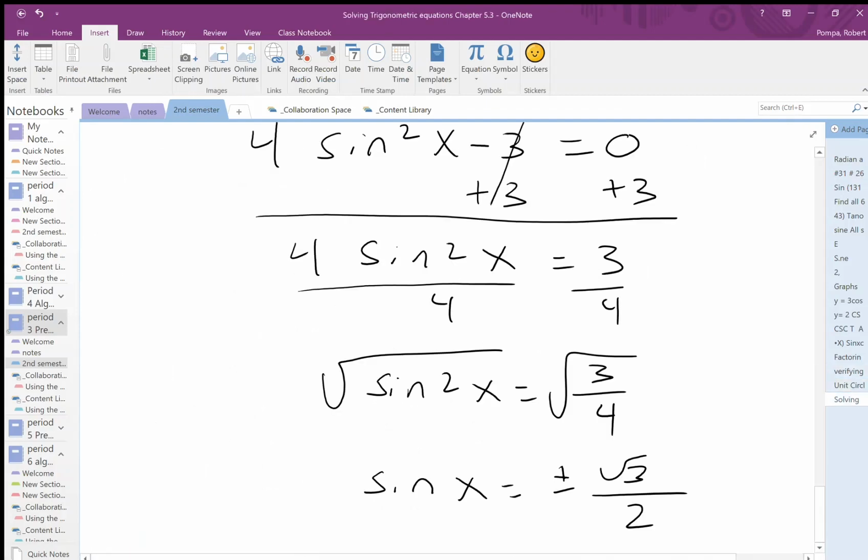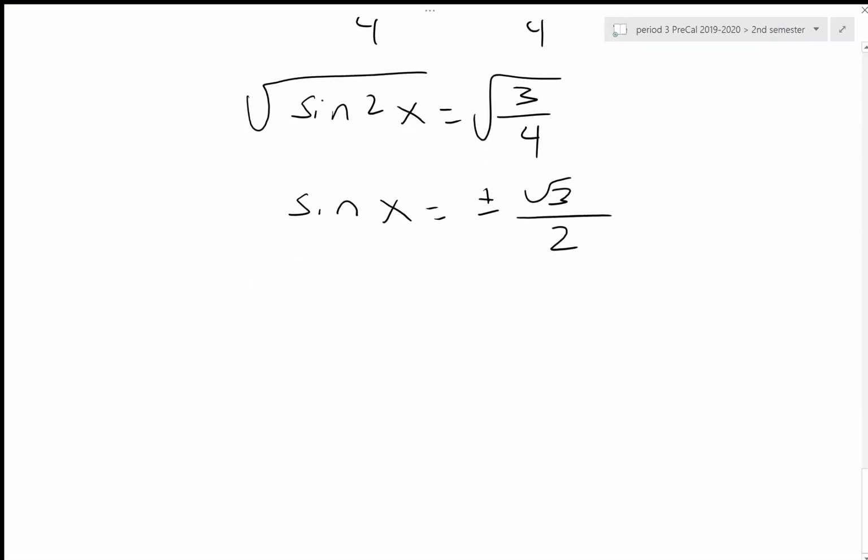Let's go back to our answers. X equals pi over 3 plus, remember sine has a period of 2 pi, so 2n pi.